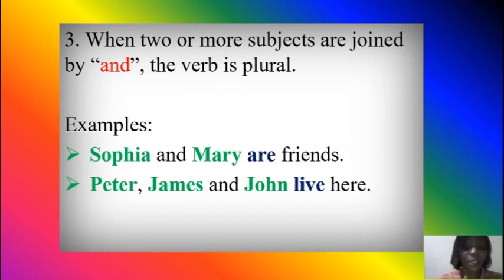Peter, James, and John live here. You don't say lives here. Live is a plural verb. Lives is a singular verb. So Peter, James, and John live here, not Peter, James, and John lives here. No. So please take note of that.